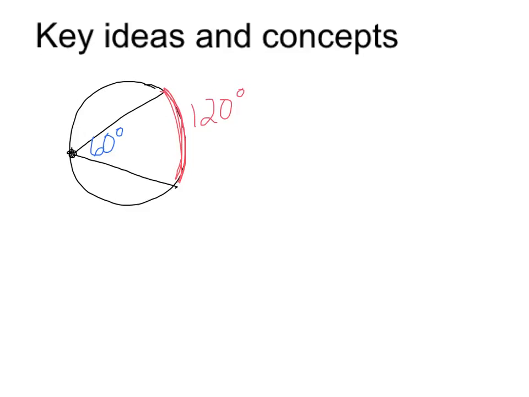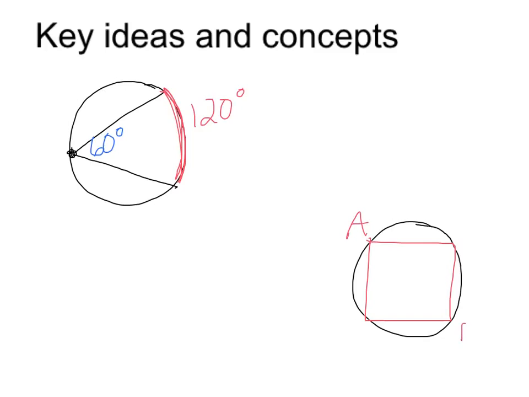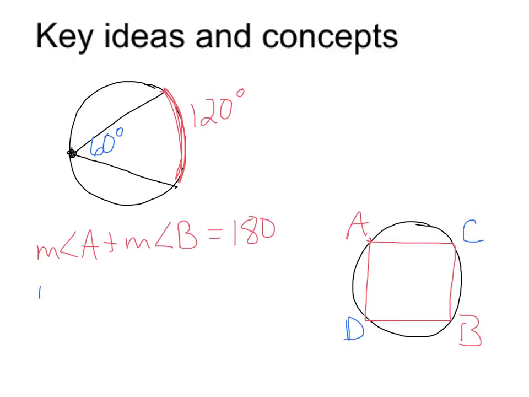The second piece of the lesson was regarding circles. If you have a quadrilateral drawn inside of it, then the measure of angle A plus the measure of angle B, they are supplementary, so they add up to 180 degrees. Likewise, C and D are supplementary.